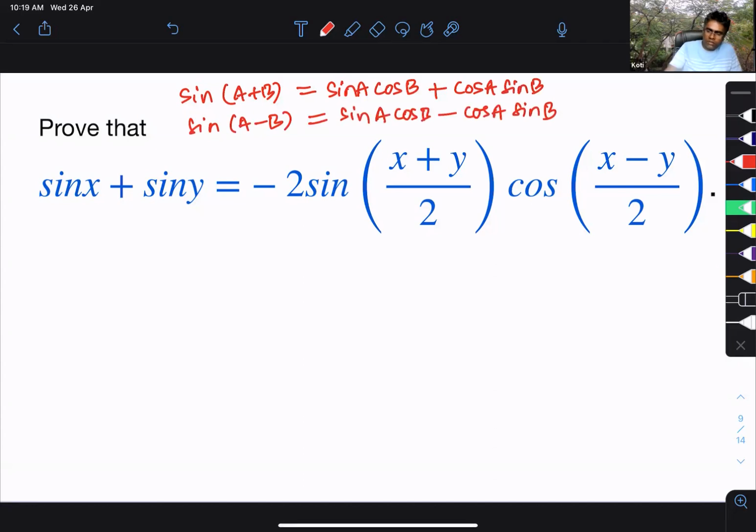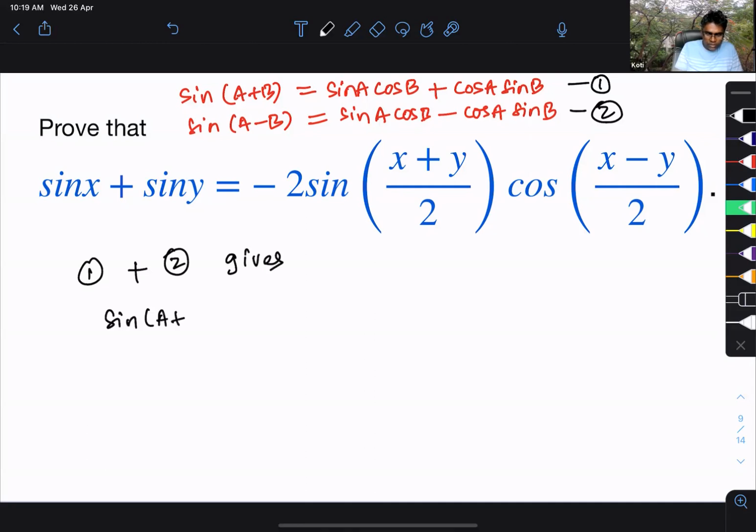Now we can add these two, equations 1 and 2. If you add them, what do you get? You get sine of a plus b plus sine of a minus b. The cos a into sine b terms will disappear. So you end up having 2 sine a cos b.